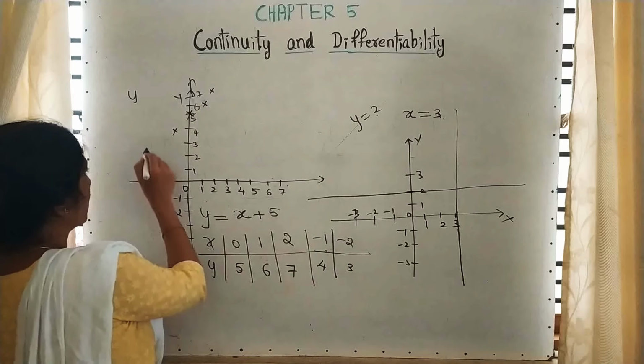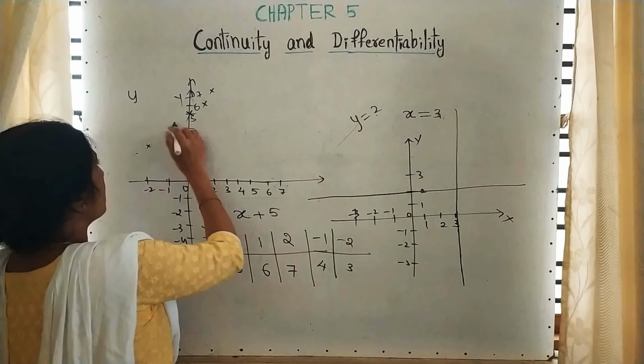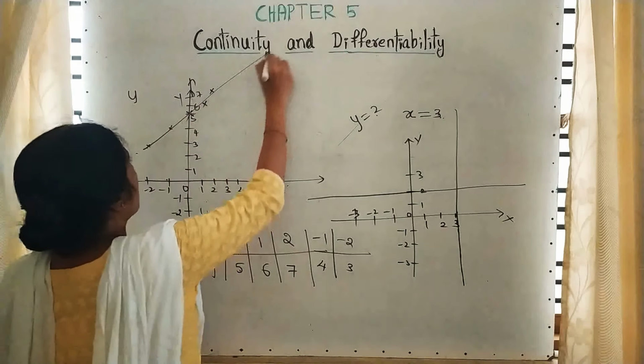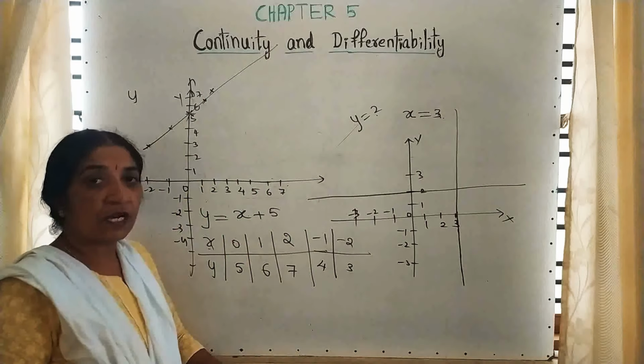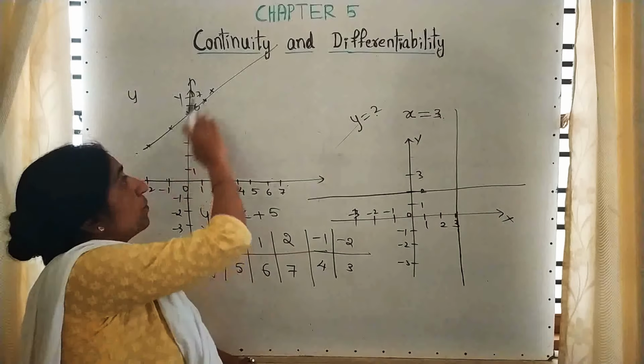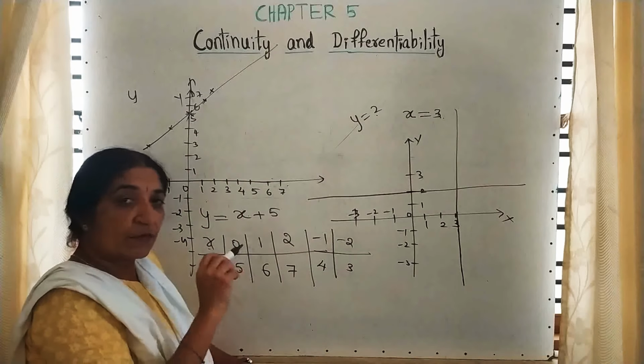Next, x is minus 2, y is 3. When you join this, you will get a line. So I made a mistake here. You will get a line. The line again goes on continuing. So that means there is no break in between the line, in between the graph.